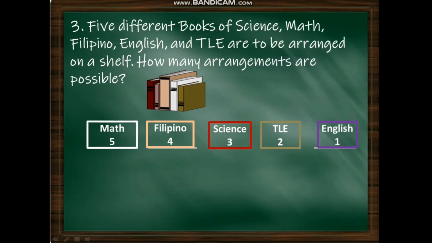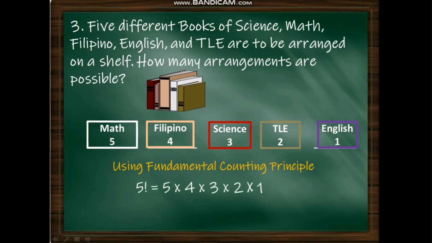So, ang gagawin lamang po natin, since bawat isang aklat ay merong possible option, we will just multiply the number of their possible outcomes. So, we have to multiply 5 times 4 times 3 times 2. That is equals to 120. Using the fundamental counting principle, we have 5 factorial, that is equals to 5 times 4 times 3 times 2 times 1, that is equals to 120 different ways.